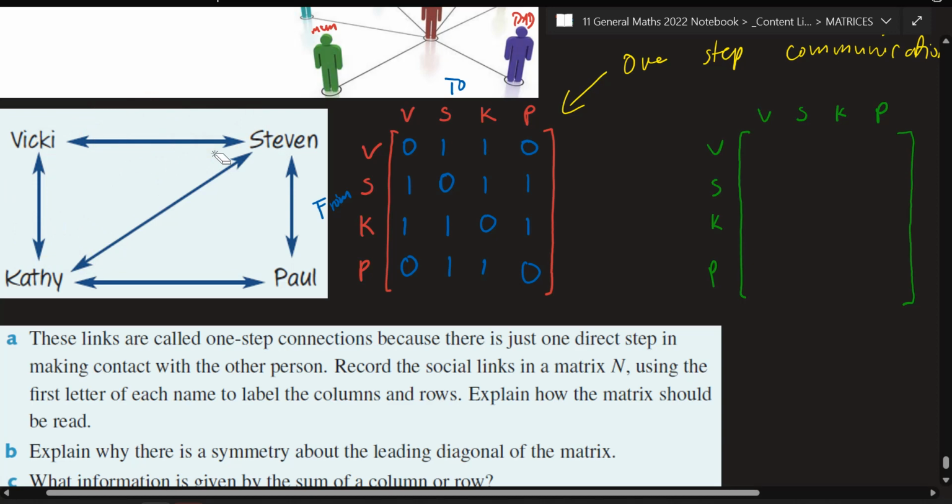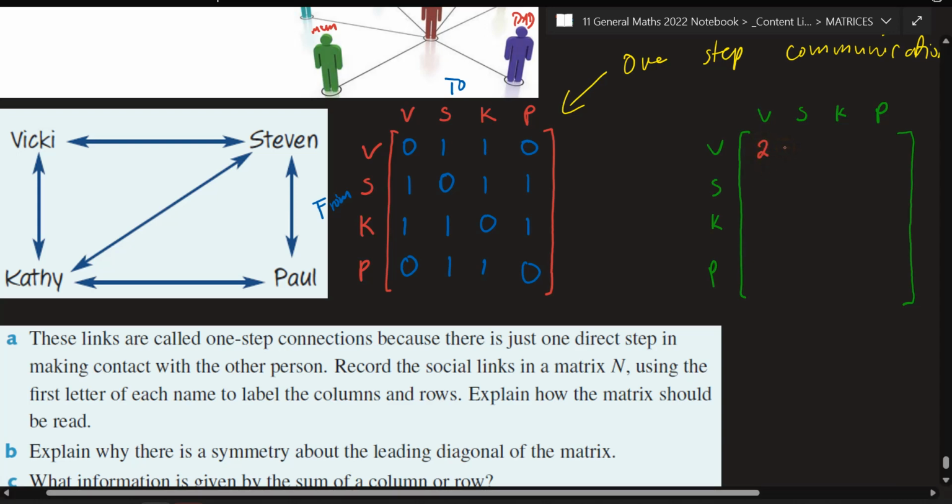So if I was to ask you now, how many two-step communications are there from V to V? So V to itself, if you take 2 steps. You could count V to S as one step, but then you could also count S to V as another step. So that becomes essentially a 2-step. So from Vicky to Stephen, there's 1 2-step there, and then there's also Vicky to Kathy. So there's 2 2-step communications from V to V.